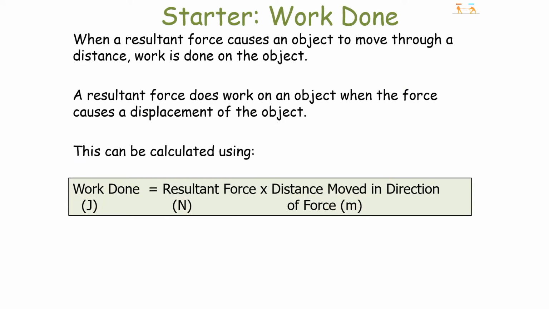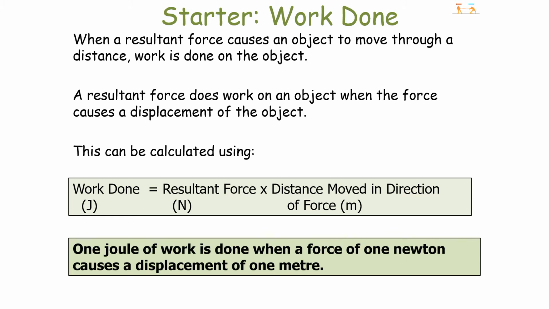When a resultant force causes an object to move through a distance, work is done on the object. So we can say a resultant force does work on an object when the force causes a displacement of the object. We can calculate this with the following equation. Work done in joules is equal to the resultant force in newtons times the distance moved in the direction of the force in meters. So 1 joule of work is done when a force of 1 newton causes a displacement of 1 meter.